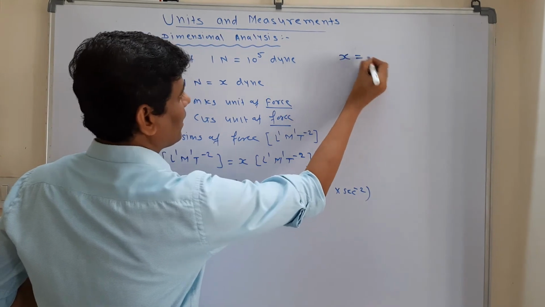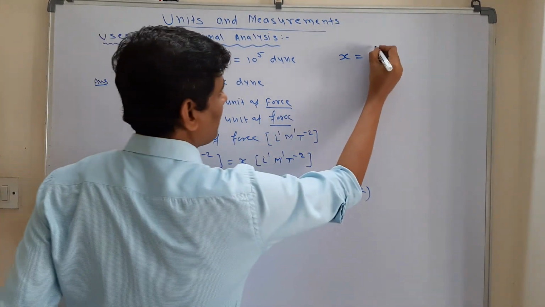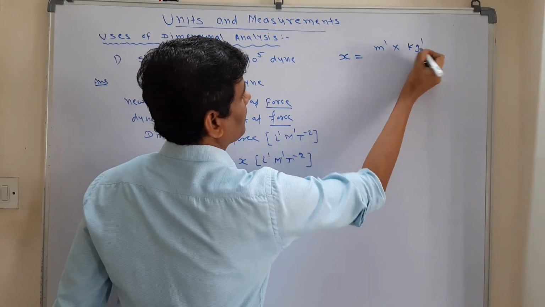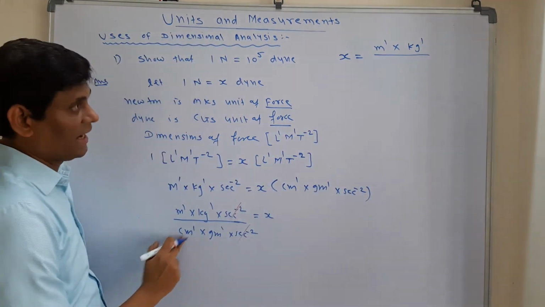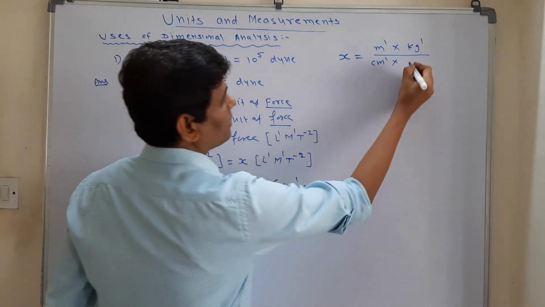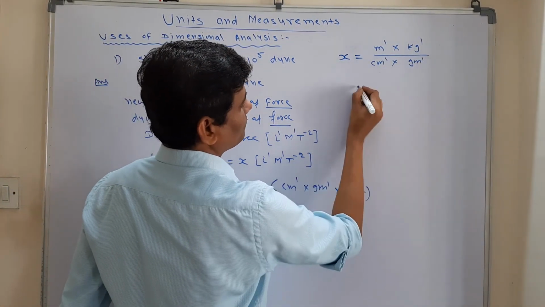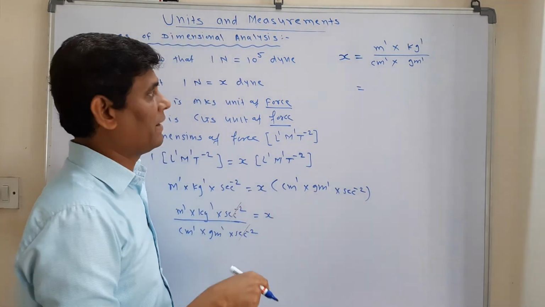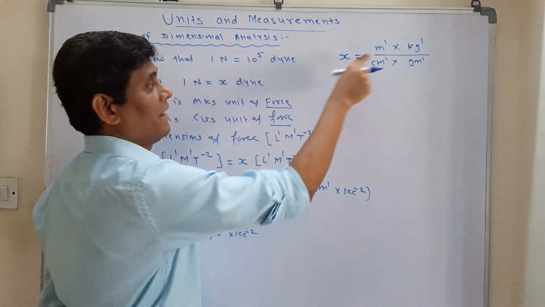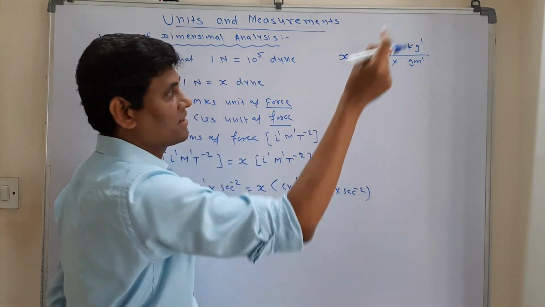X equal to m raised to 1, kg raised to 1 upon centimeter raised to 1 and gram raised to 1. Okay. Now we'll replace. मुझे आंसर किस में चाहिए? CGS system में. So replace MK system to CGS system.